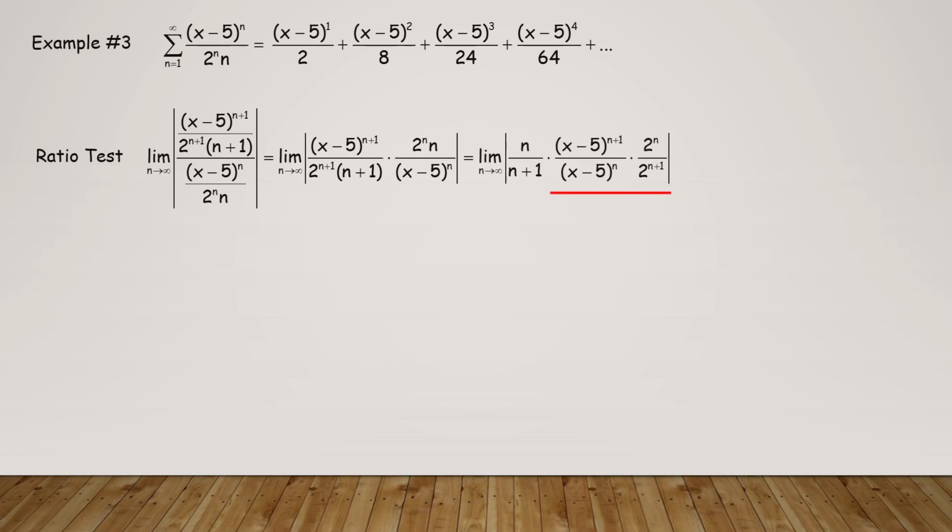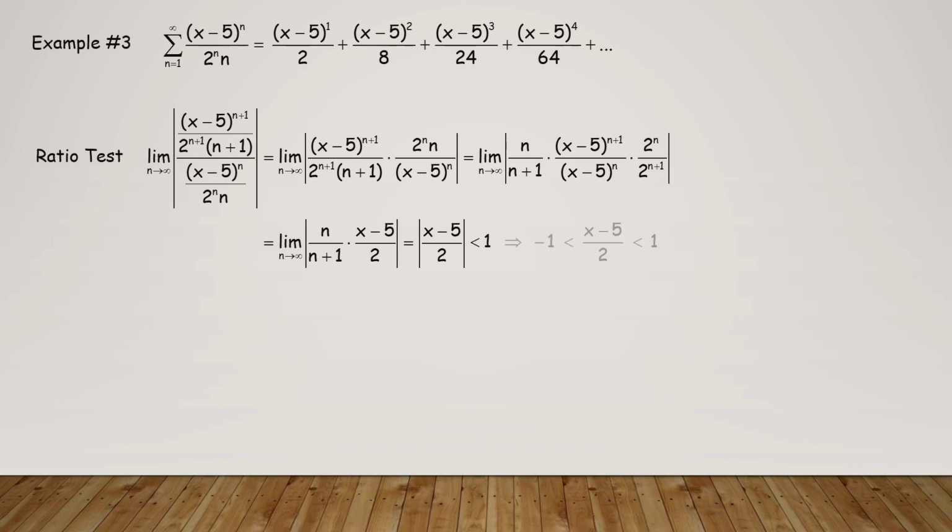Focusing on the last 2 right here, we will realize that x minus 5 to the n plus 1 over x minus 5 quantity raised to the n will leave just an x minus 5 in the numerator. But having 2 to the n over 2 to the n plus 1 is going to leave a 2 in the denominator, leaving us with this limit. Now, the limit as n approaches infinity of n over n plus 1 essentially is 1, so 1 times my x minus 5 over 2, when put in the absolute value, will be the value which needs to be less than 1 to produce my interval of convergence.